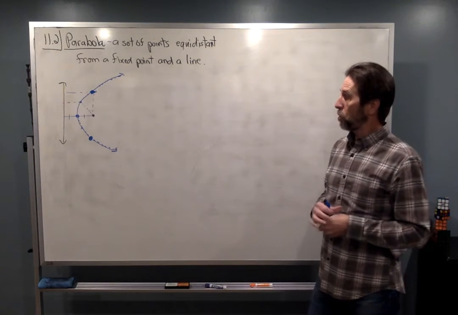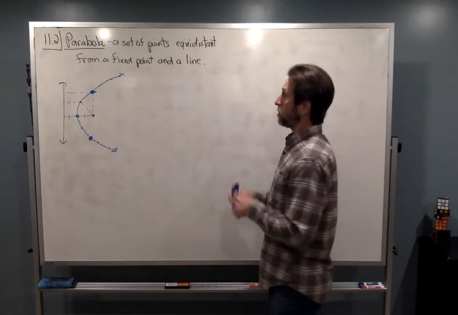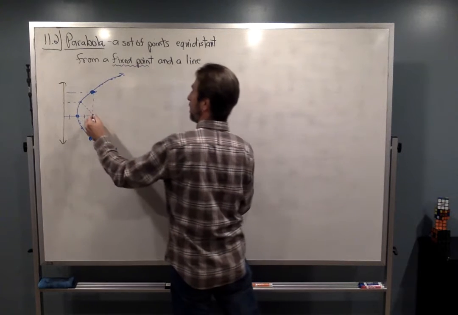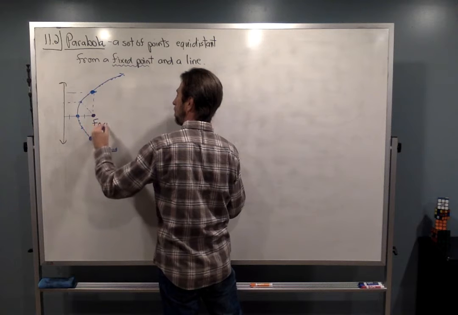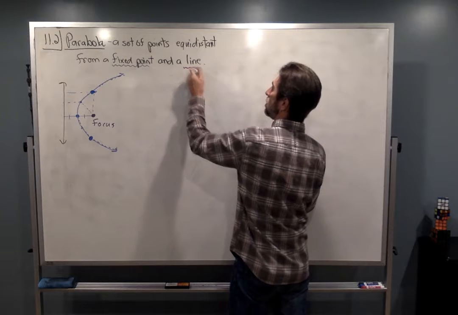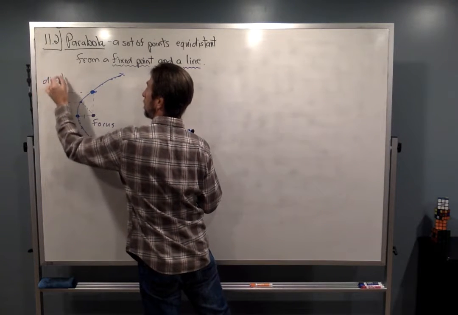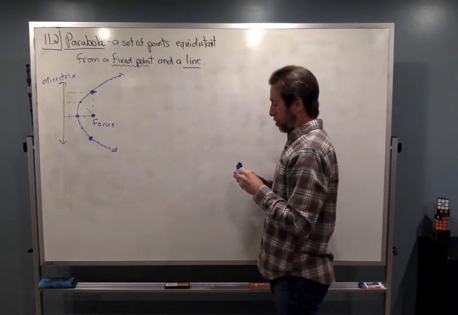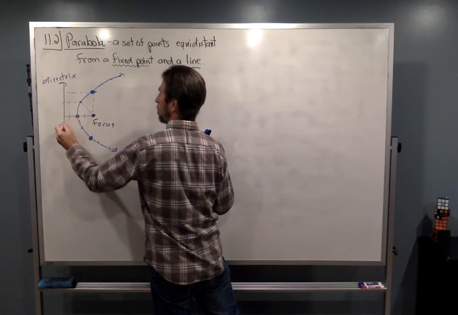Now, just as with a circle, there are certain things that we want to name. What do we call that fixed point? Well, the fixed point, of course, is going to be this new word that we have. It's called the focus. That line is called the directrix. And then this point right in between, of course, we call that the vertex of the parabola.